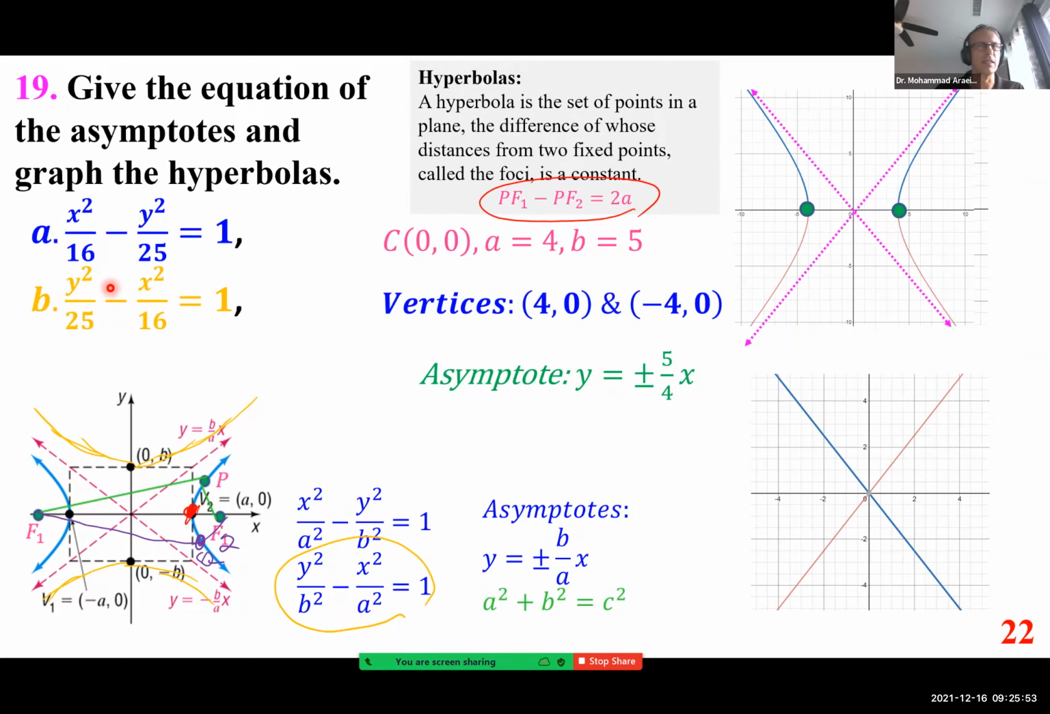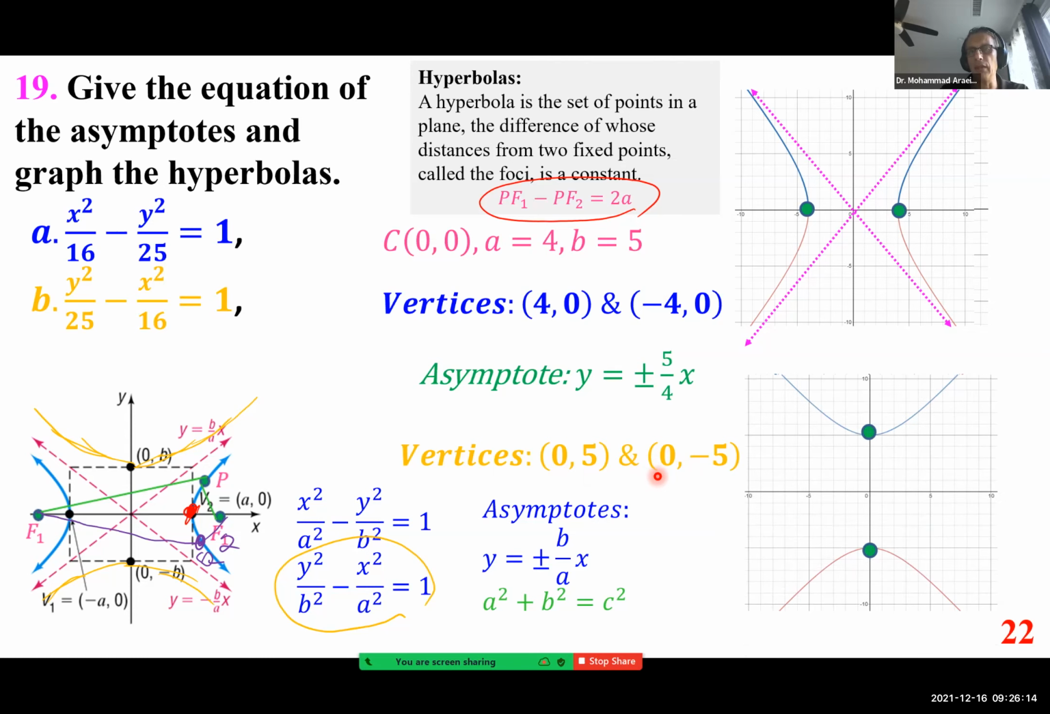So in both cases, set x equal to 0, find y, set y equal to 0, find x, and see which one works. And the one that doesn't work is out. The one that works, those are the vertices. In this case, the vertices are located at 0, 5 and 0, negative 5. So those are the vertices. And let's also throw in the asymptotes. Pay attention again to the fact that the asymptotes are dashed lines. I can't emphasize this enough.